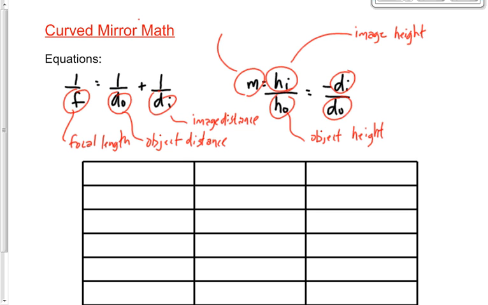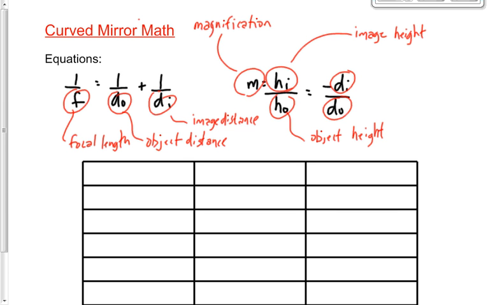M is going to stand for the magnification. That's how big the image is relative to the object. So if the magnification is 2, the image is twice as big as the object. If the magnification is 0.5, then the image is half the size of the object. If the magnification is negative 0.5, we'll talk about that in a second. A number that's bigger than 1 means the image is bigger than the object. A number that's smaller than 1 means the image is smaller than the object.